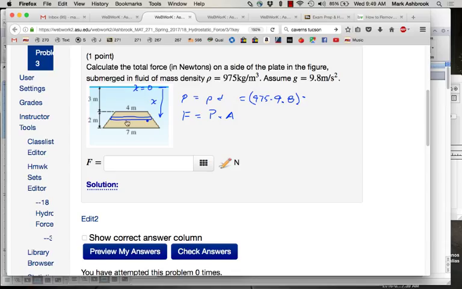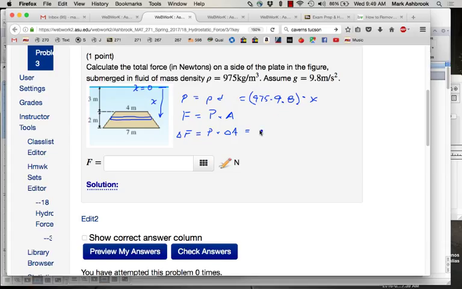So, what's the depth of our typical strip in terms of the x that we picked? It's just x, okay? So that's going to be the easy part. All right, so we got our rho, or our pressure. And so the little bit of force is going to be the pressure times a little bit of area.